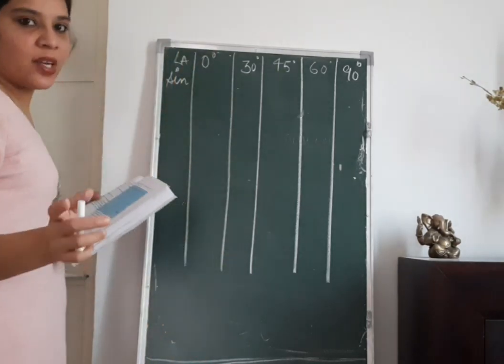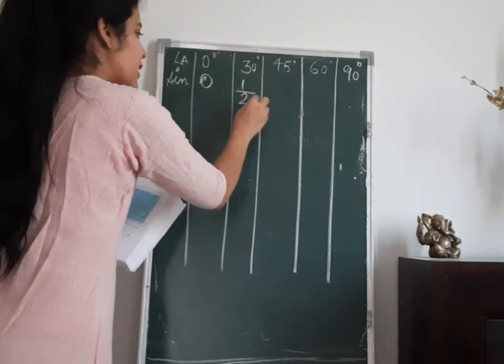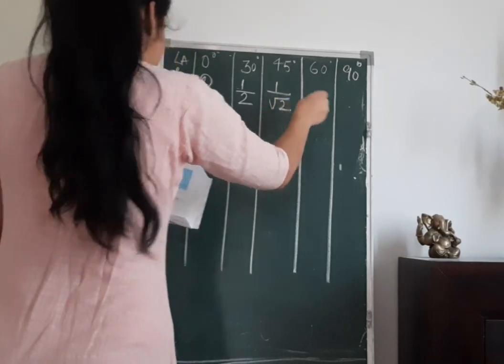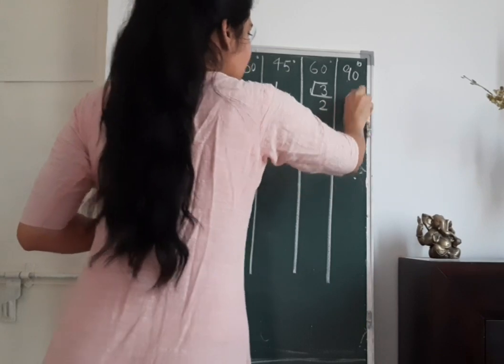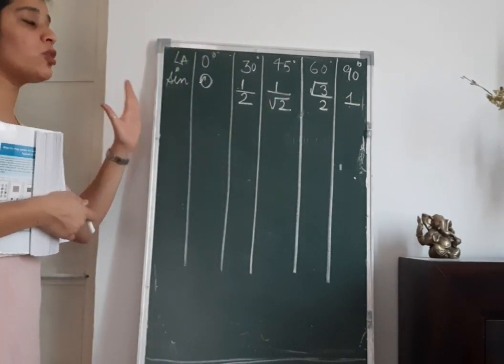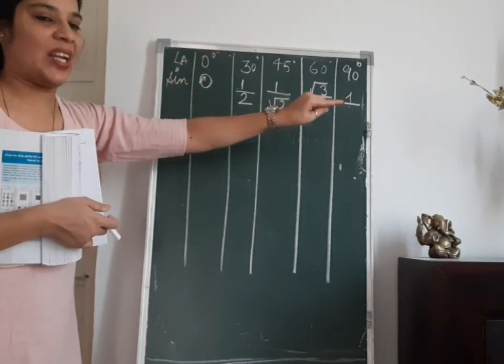What is sine of 0 degree? Sine of 0 degree is 0. Sine of 30 degree is half. Sine of 45 degree is 1 by root 2. Sine of 60 degrees is root 3 by 2 and sine of 90 degrees is 1. Okay. So now how are we going to calculate all other trigonometric ratios if we know these values?